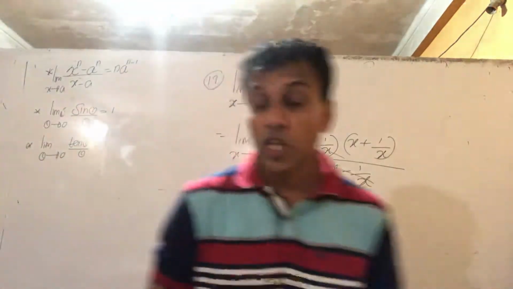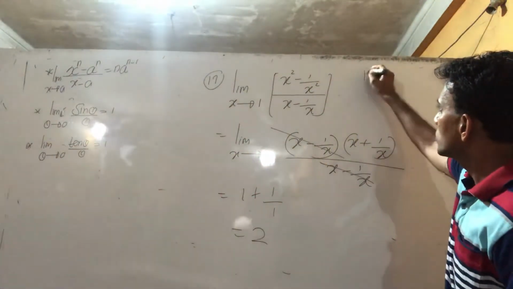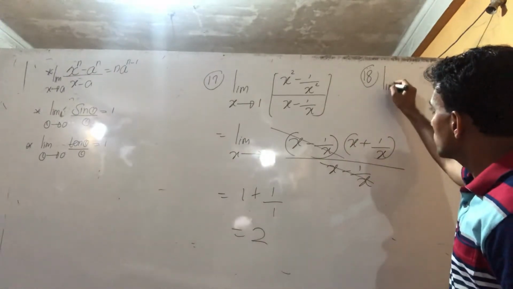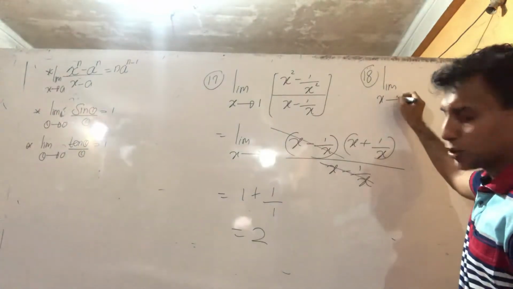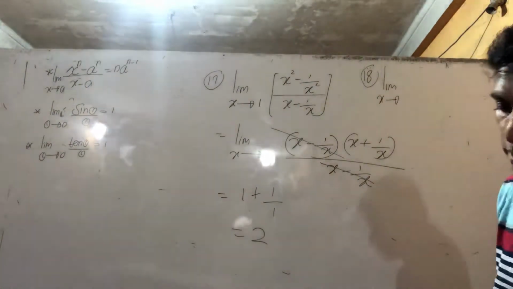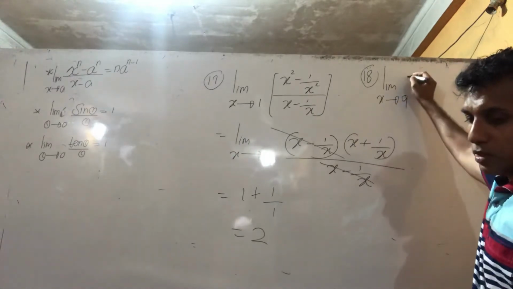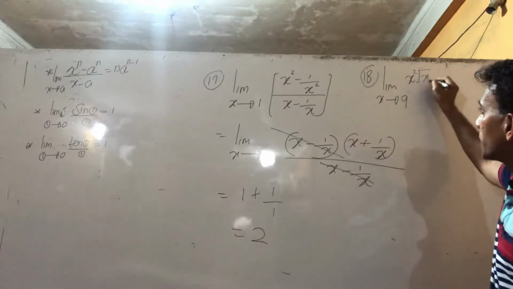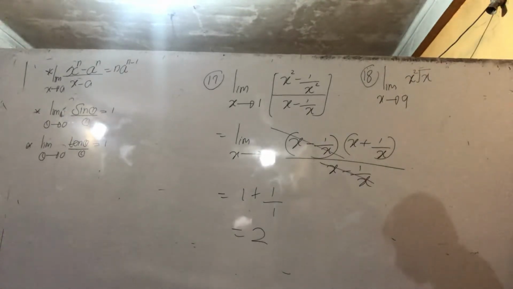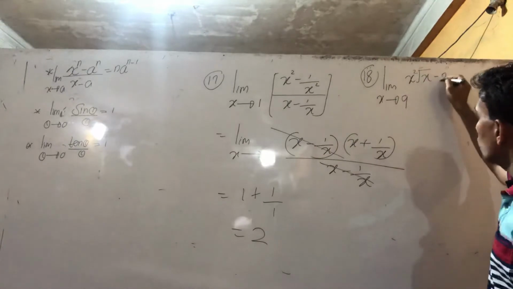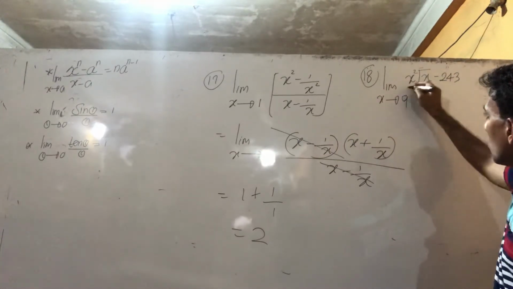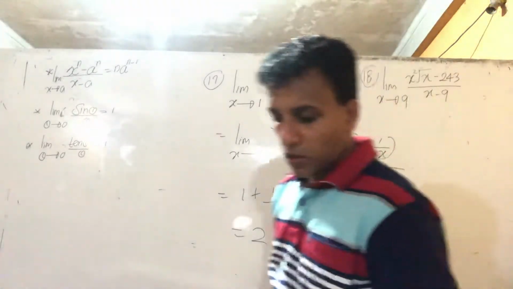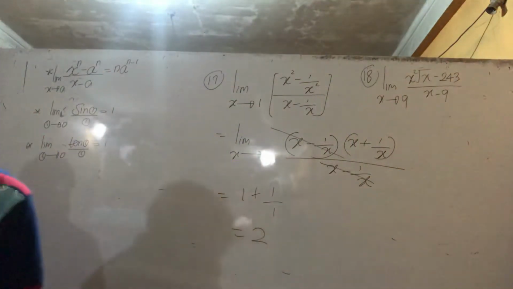Next question number 18. Problem 18, limit x tends to 9, (x square into square root x minus 243) over (x minus 9).